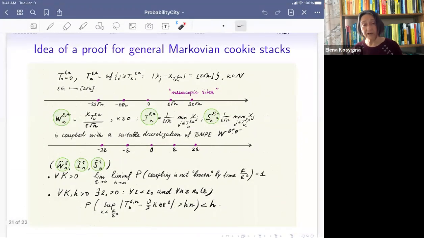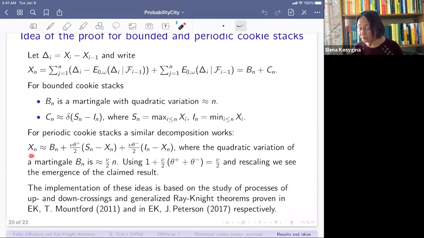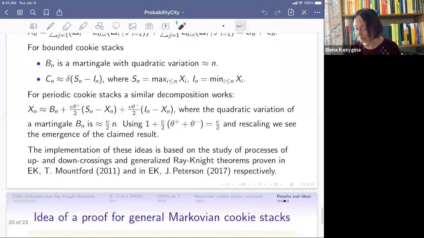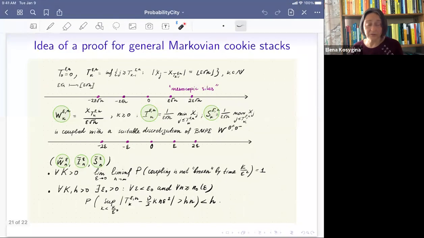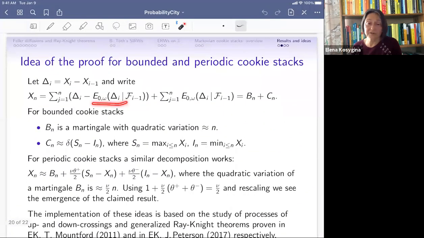Now, for Markovian cookie stacks, absolutely everything works. There is one little lemma which fails. And it fails for a reason, because the fluctuations of these ones, since our Markovian cookie stacks are not non-random, are of order square root of n, and this Brownian motion does not capture the whole Brownian motion, so to speak. And that's why we were stuck. We tried annealed averaged martingale decomposition. Why do we subtract quenched? We can subtract annealed.